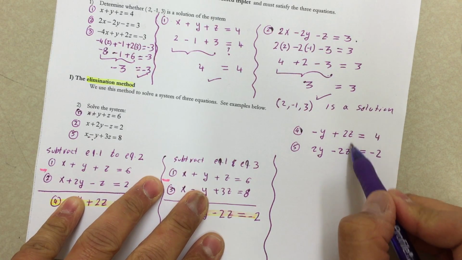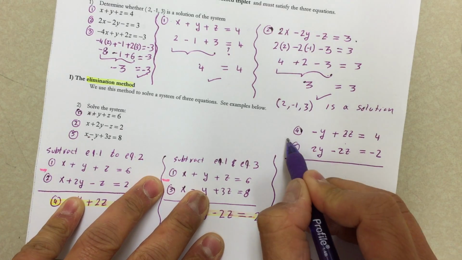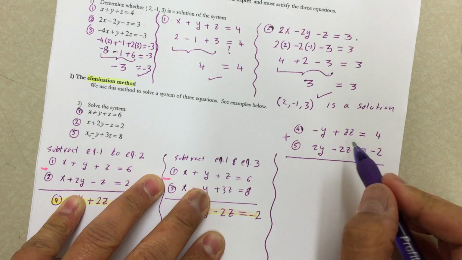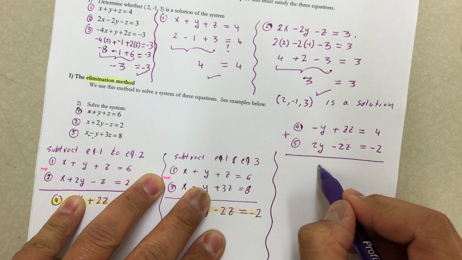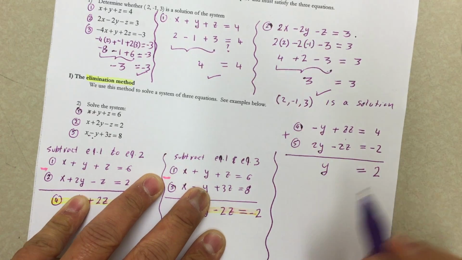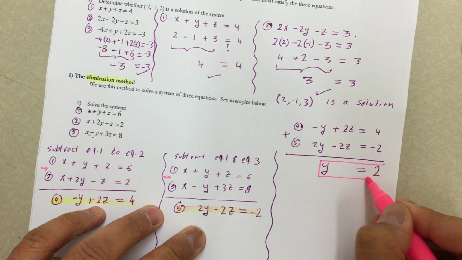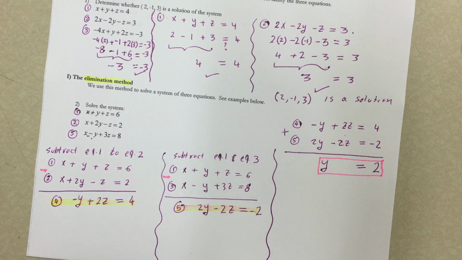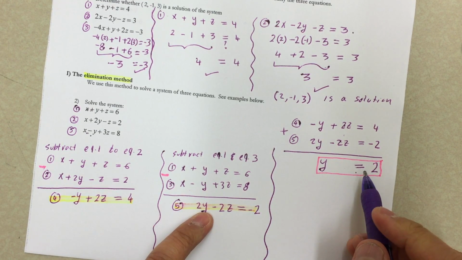Now we need to eliminate another variable from these two equations. As you can see, z is the easiest to eliminate because their coefficients are opposite from each other. So if I just add these two equations together, the z will go away. Negative y plus 2y leaves me with 1y. When I add these together, I get 2. So I have one of the 3 coordinates. Y equals 2. Once I have found one of the coordinates, I will take this and plug it into one of these to find z.